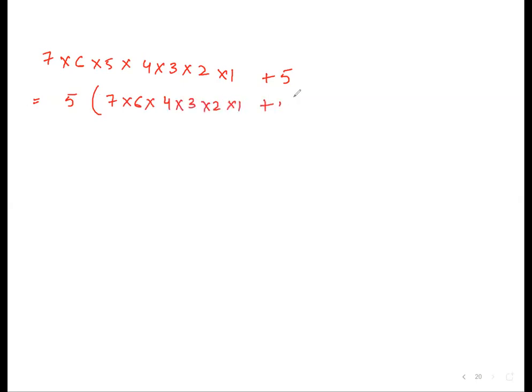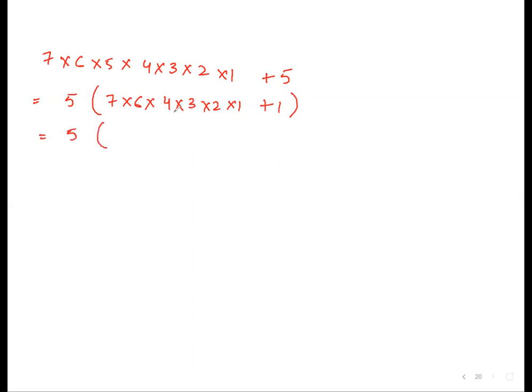If I take this 7 into 6 into 5 into 4 into 3 into 2 into 1 and plus 5. So this will be written as, I can take 5 common. Here I will be left with 7 into 6 into 4 into 3 into 2 into 1 and then plus 1. Okay. Now you have to multiply.